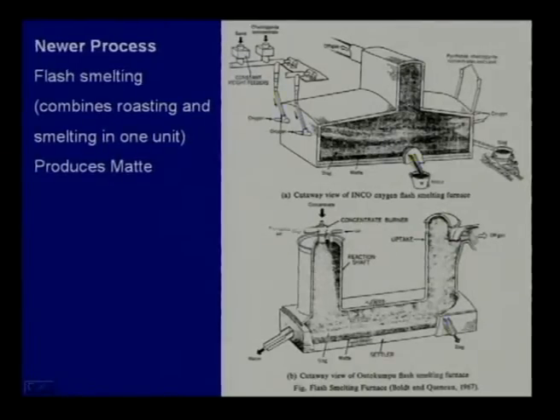A similar process is here: a cutaway view of the Outokumpu flash smelting furnace. I think it is there in Ghatshila. Here concentrate is coming from here. There is a concentrate burner. This is the reaction shaft, and from here the off gases are coming. In the process of flight, with the fuel and air all here, you produce slag and matte. So, you have expedited the process of roasting and smelting. They have been combined in one step in a flash roaster.